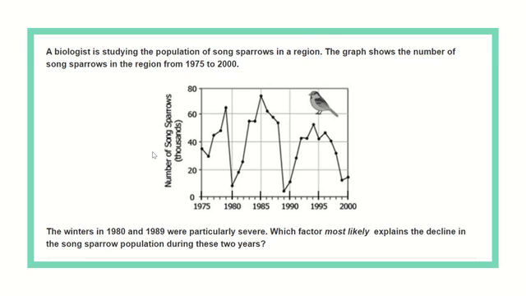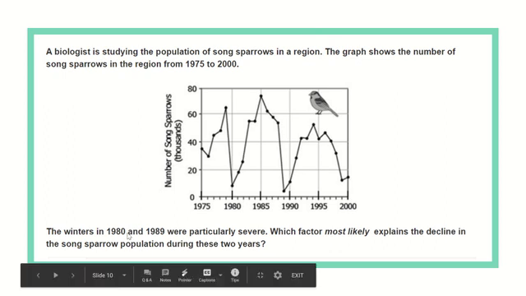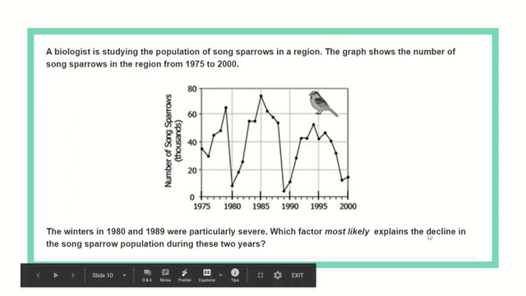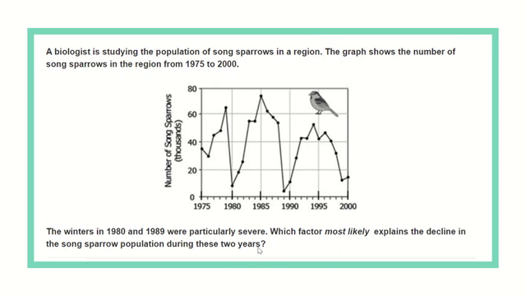All right. A biologist is studying the population of song sparrows in a region. The graph shows the number of song sparrows in the region from 1975 to 2000. Okay, so over the course of 25 years. The winters in 1980, so right here, and in 1989, right here, so these two, were particularly severe. Which factor most likely explains the decline in the song sparrow population during these 2 years?